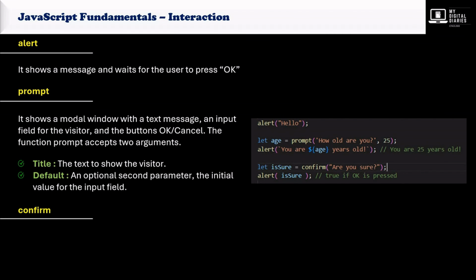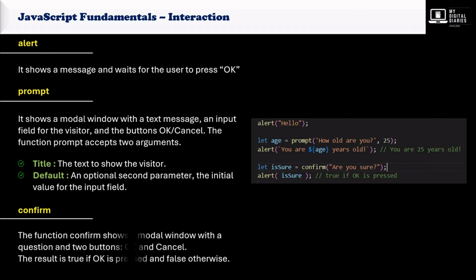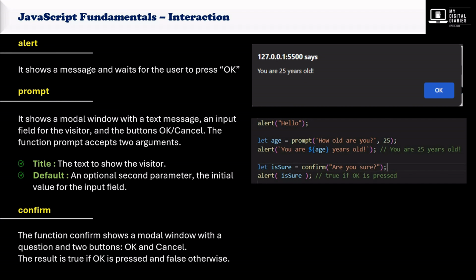Finally, confirm. The third one is confirm. Confirm shows a modal with OK and Cancel. It returns a boolean: true if you say OK and false for a cancel click. So if you see here how it is used, this is a confirm box.